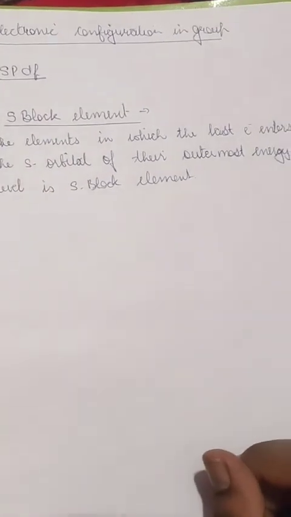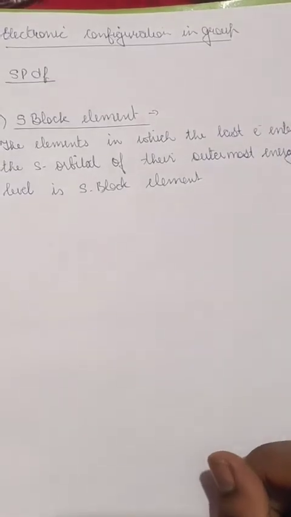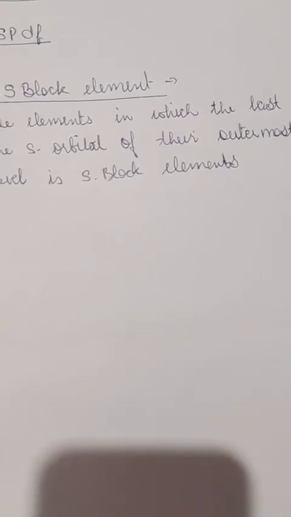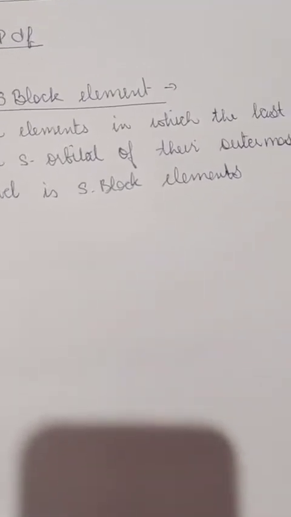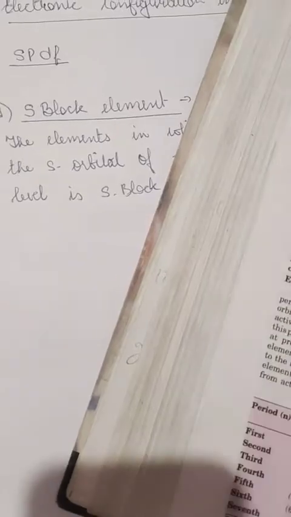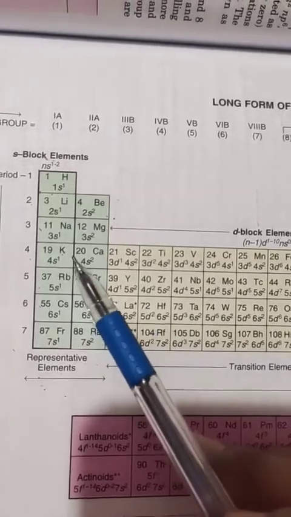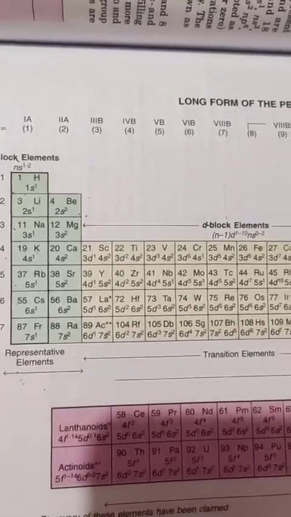Okay, so S block element here, the element in which the last electron enters the s orbital of the outermost energy level is called as S block elements. So all the elements in the S block elements will be having s orbital as their outermost energy level. So the outermost energy level will be S for the S block elements. So if we see once again here also, the last orbital is S. Okay, so these are the S block elements.